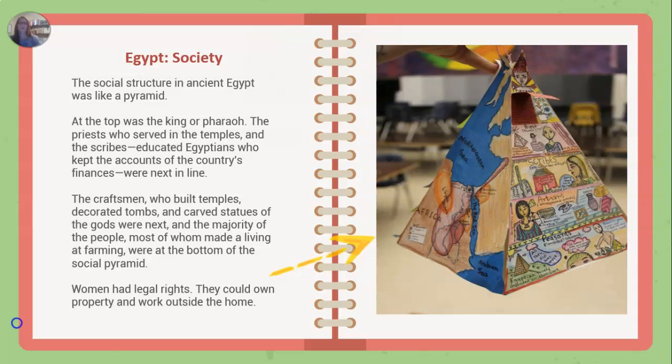And the majority of the people, most of whom made a living at farming, were at the bottom of the social pyramid. Women had legal rights. They could own property and work outside the home.